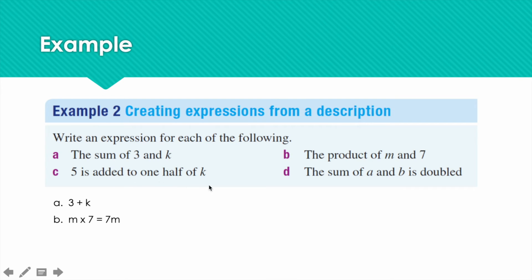So we've got 1/2 times k plus 5, or we don't need to write the times symbol, so we can write it as half k plus 5. And then finally we've got the sum of a and b is doubled. So sum means plus and doubled is timesing by 2. So we've got a plus b times 2, or we know we can write it as 2 bracket a plus b bracket. So there's all our examples.